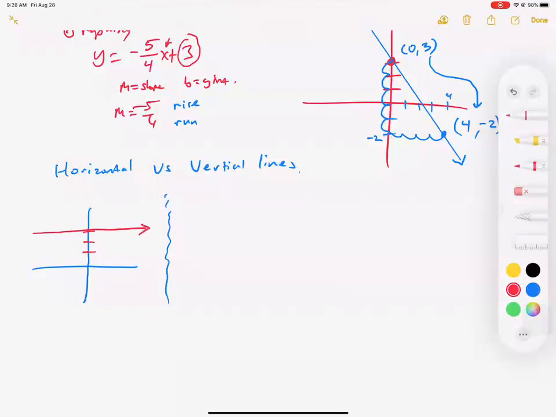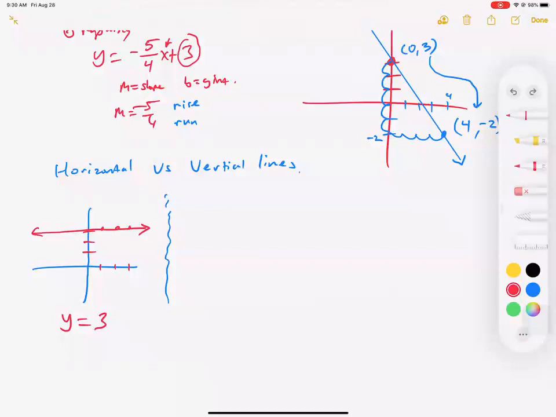So look at the red line here. What is changing and what is not changing? X is 1, y is 3. X is 2, y is 3. X is 3, y is 3. So what's not changing? Isn't y not changing? Thank you. Y is not changing, right? It's 3.